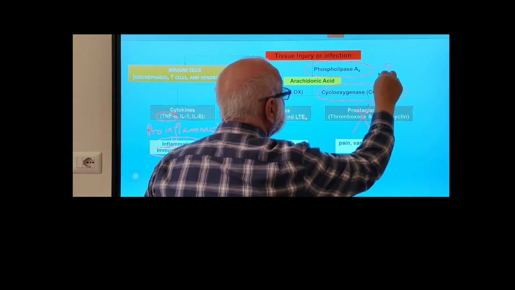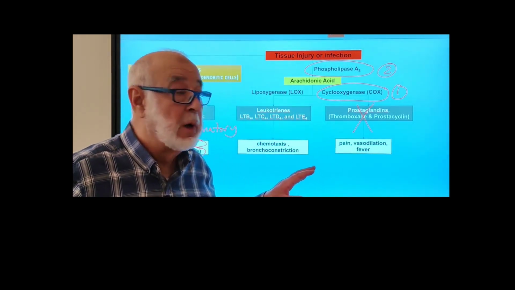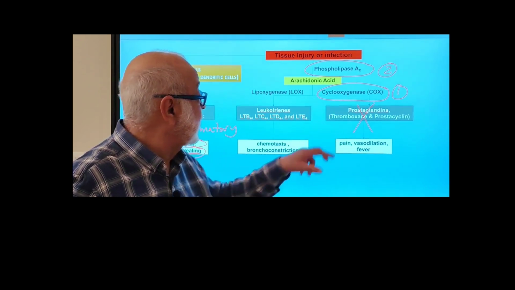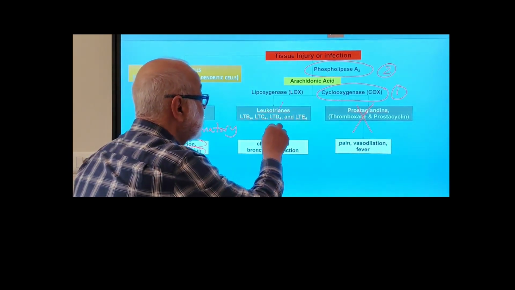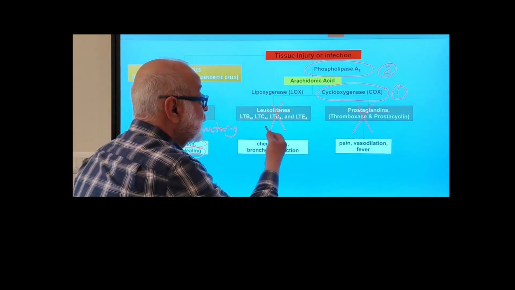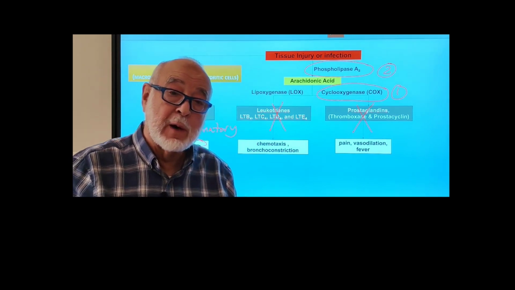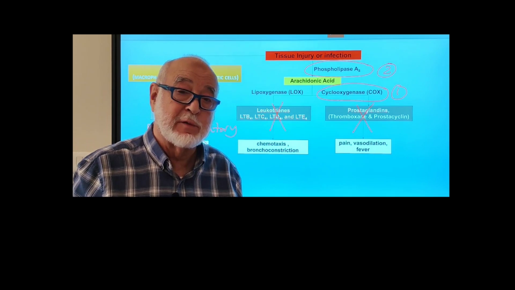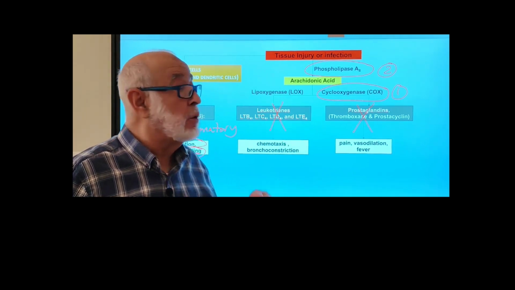Inhibiting the phospholipase A2 means that we inhibit the production of prostaglandin and leukotrienes. In this case, we are blocking the production of two inflammatory mediators, and the anti-inflammatory effect will be very strong. This is done by corticosteroids.